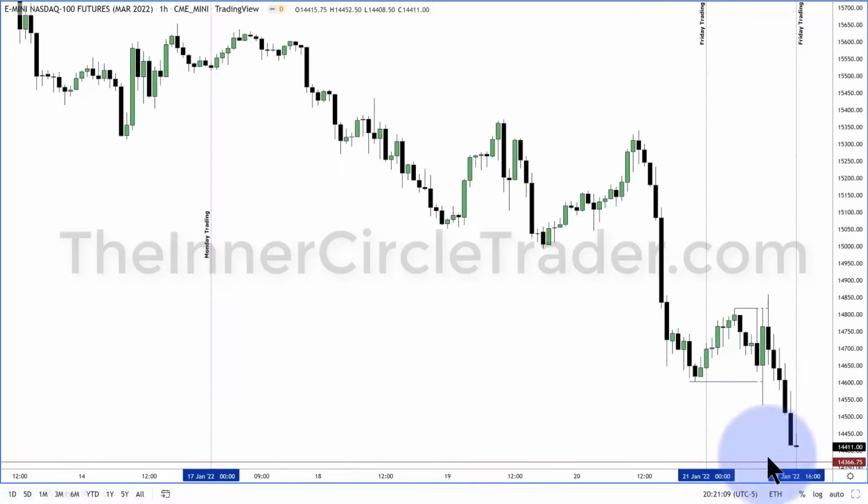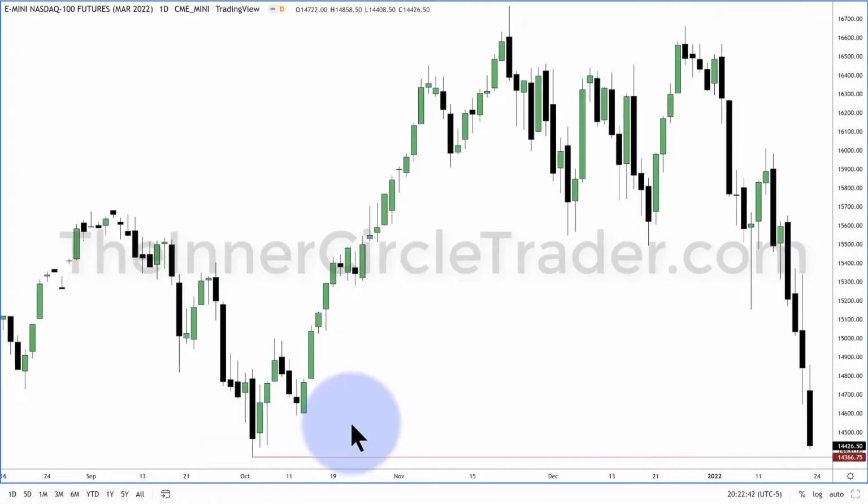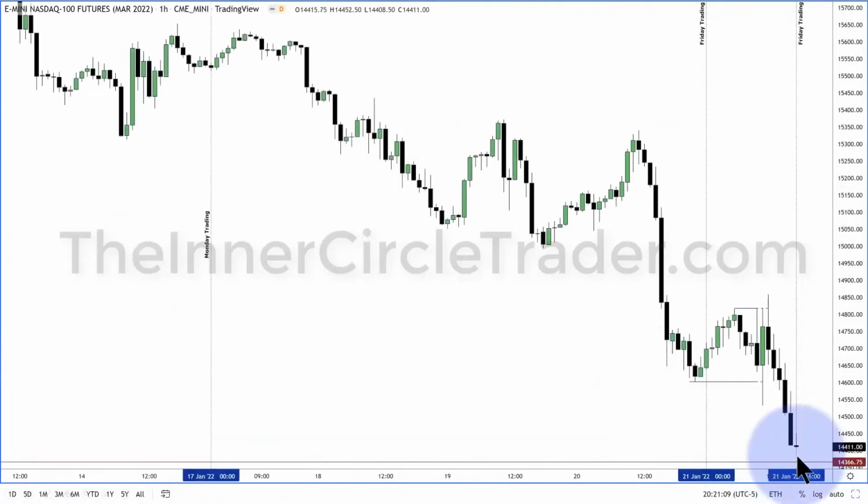So if we know that this level down here is the old daily low, and again, let me take it back up to the daily chart. That's this low right here, okay? By dropping down into the hourly chart, that level is here. All I'm doing is transposing those daily levels right onto this hourly chart.